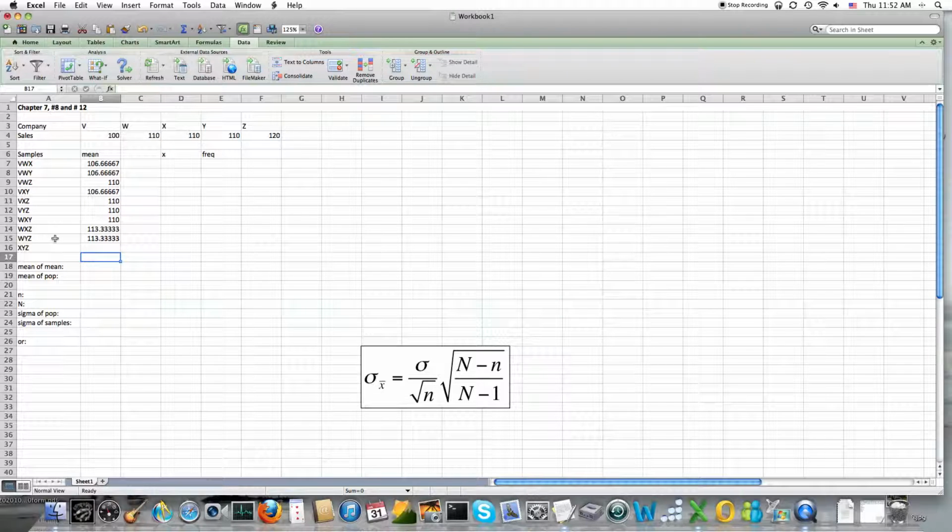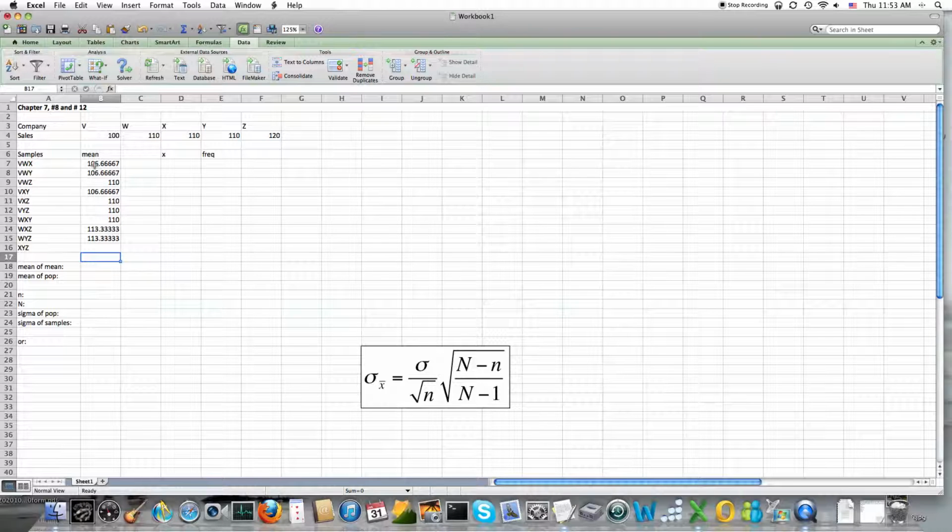Incidentally, when we talk about picking 3 companies, order doesn't matter here. So picking V, W, and X is the same as picking X, W, and V, because all we're going to do is average the 3 numbers, so there's no first company I picked, second company I picked. And that's why there are only 10 ways to do this.